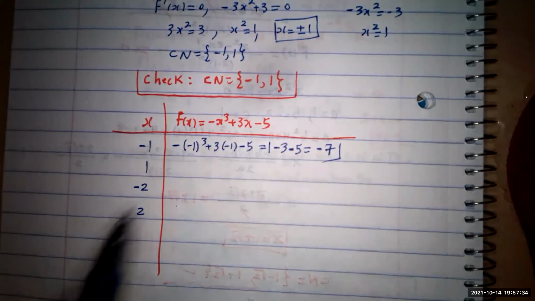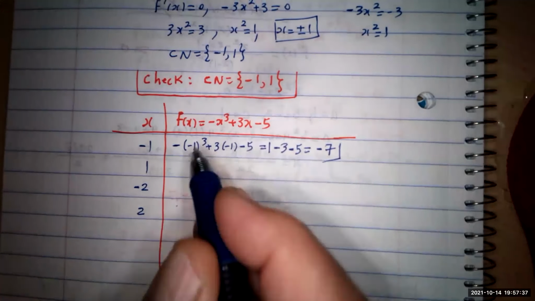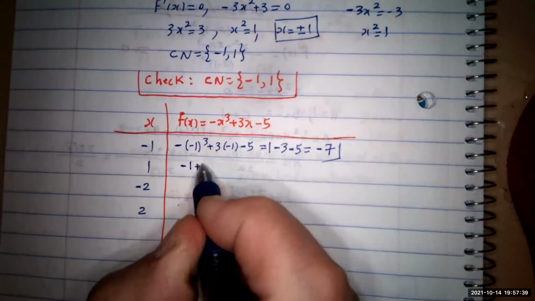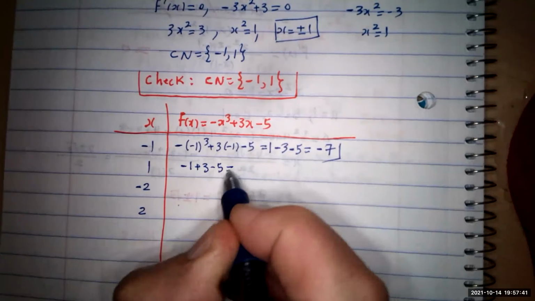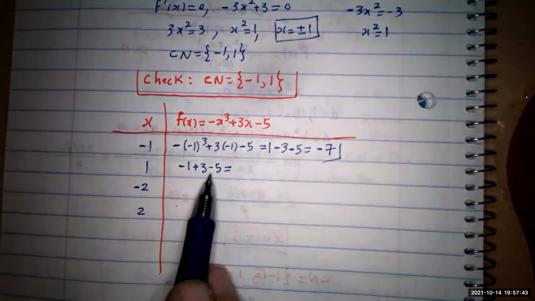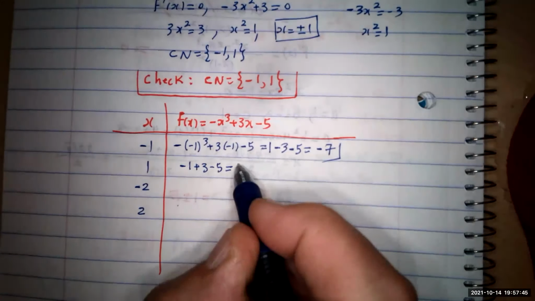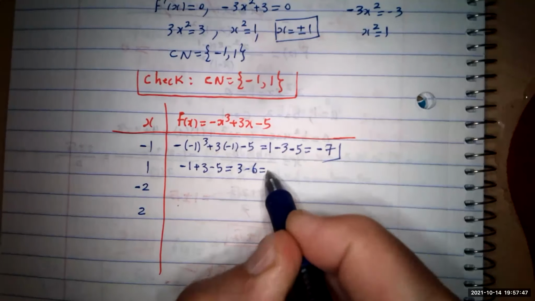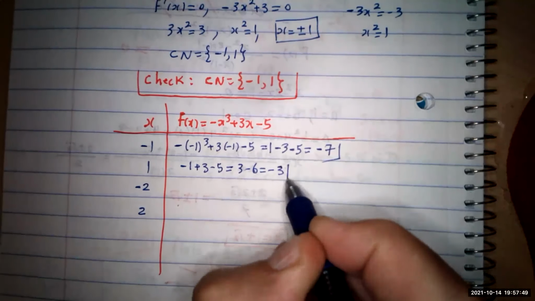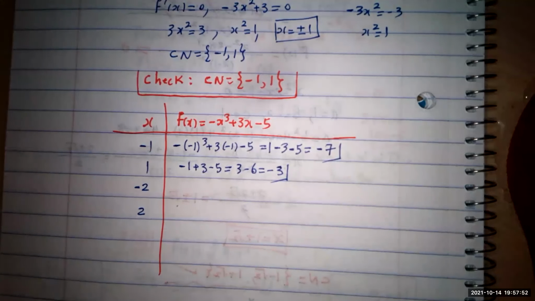We put the 1, that's easy. When you put the 1, it's going to be just -1 plus 3 minus 5. So -1 and -5 would be -6. So it's going to be 3 minus 6, which is going to be -3. This is the second number. Any question?